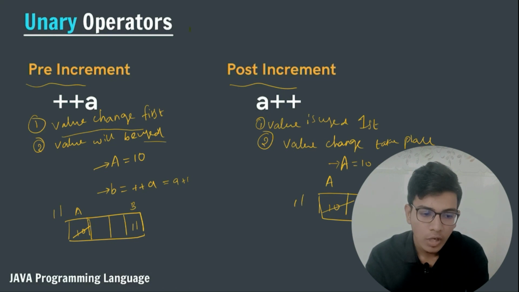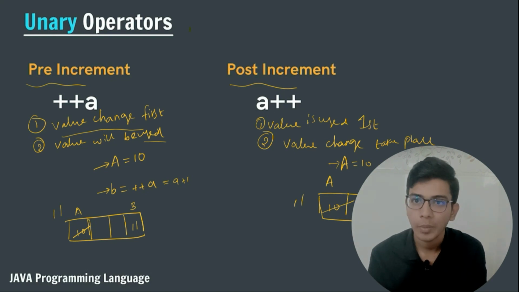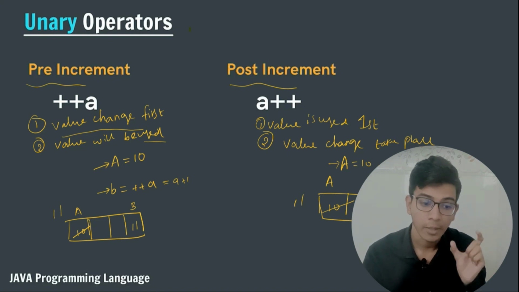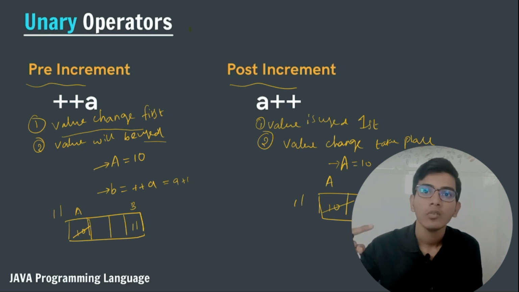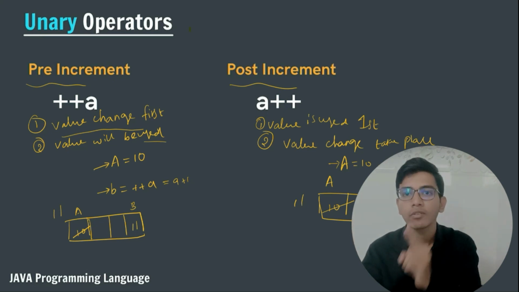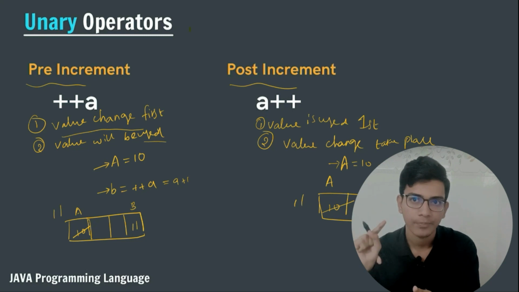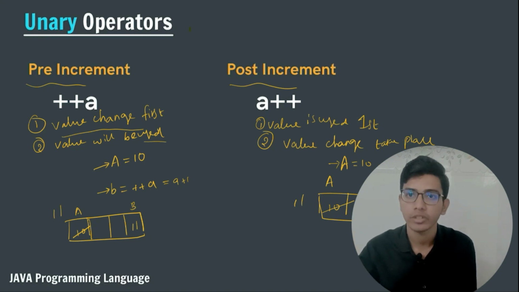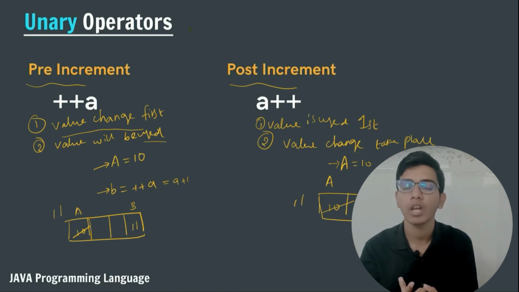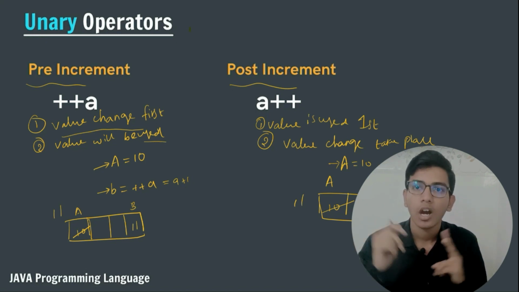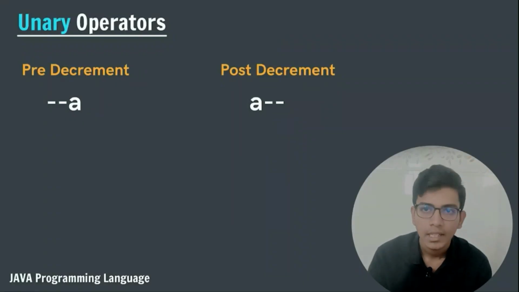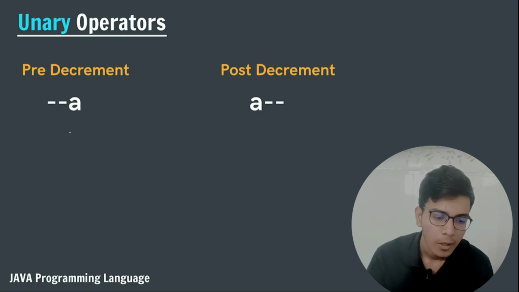I hope you have understood the difference between pre-increment and post-increment in terms of memory allocation. Remember, in pre-increment, the value of a will change first. After that, it will be assigned to the value of b, right? So value change will take place, after that, it will get used. Whereas in post increment, the reverse will happen. It will get used first. After that, the value change will take place. Similarly, same goes with the decrement operation.